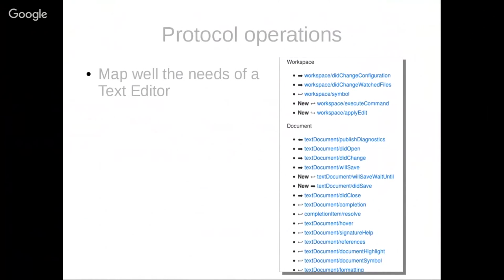One key factor of success of this protocol is that the operations it provides map very well to the needs of a text editor. This is mainly caused by the strong experience of the ones doing this protocol. So if you look at some of the operations on the right, you see that they map things such as completion, hover, references, which are typical things of any editor. They have workspace/symbol, which would be like OpenType in JDT. So the mapping with the existing interfaces and the existing features of any editor is very strong, and implementing this mapping between the tool and the language server is relatively easy.